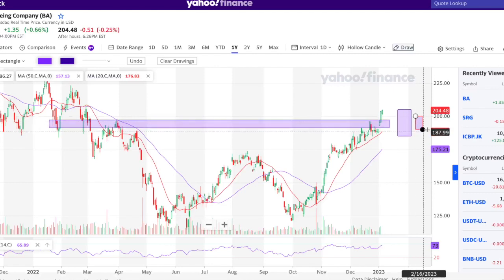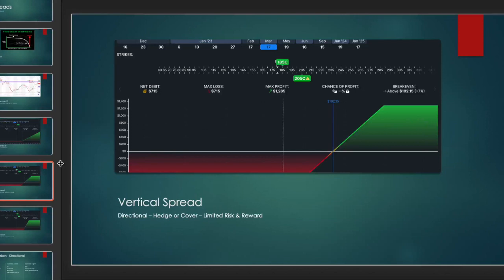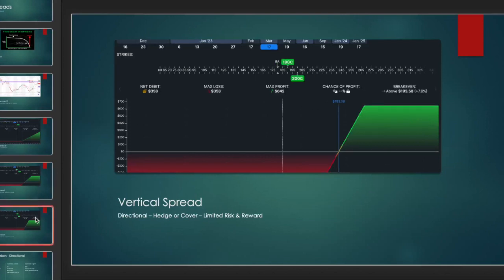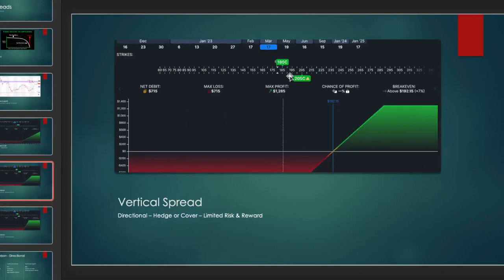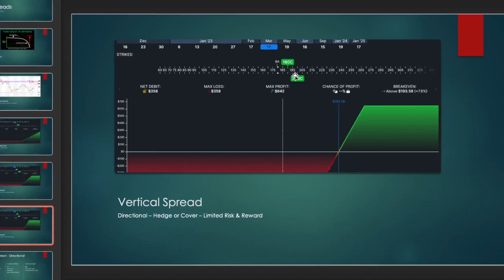So think of these as dartboards. Your strike has to land somewhere inside this dartboard. Obviously the bigger the dartboard, the more probable it is that you're going to hit that strike. The smaller the dartboard, the less probable. Now, of course, that's reflected on the profit. On this dartboard, it's a bigger dartboard, right? It's 185, 205. Your profit is 1,285. But on this board, you only have a $10 strike. Your max profit is only 642.